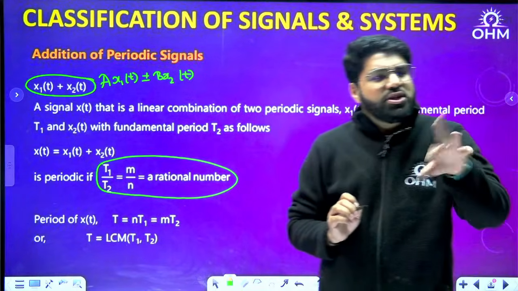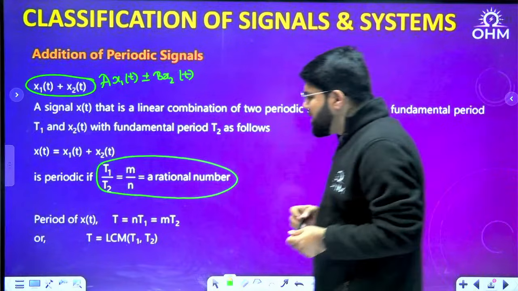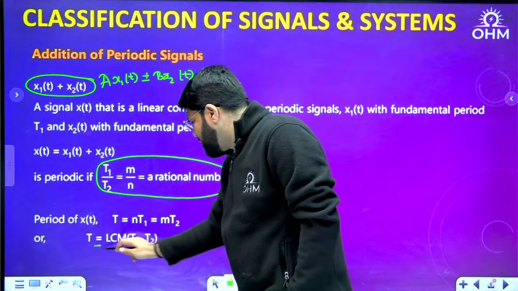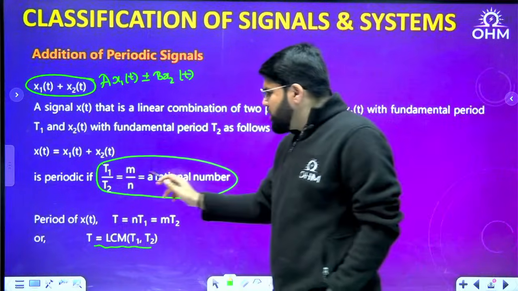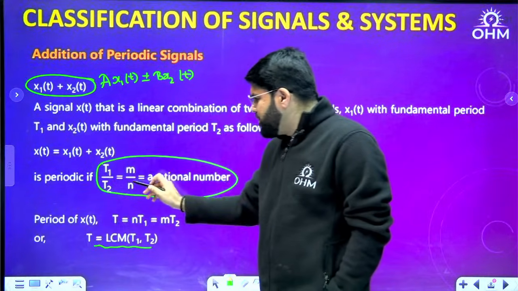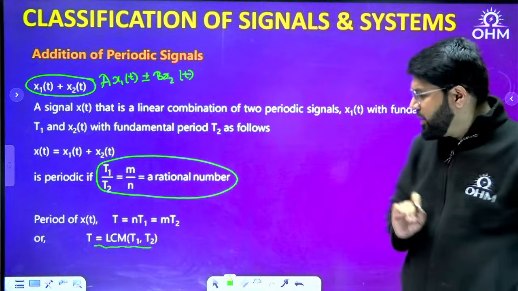The ratio of the time periods must be a rational number. Now if the ratio is a rational number, they are periodic. So what is the final period? There are two ways to calculate the final period. You can take the LCM of T1, T2, or you can just simply cross multiply here, n into T1 or m into T2. The final period will be just cross multiply, either nT1 or mT2. Any of them is the answer, both will be equal only.